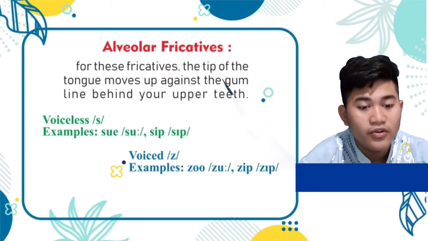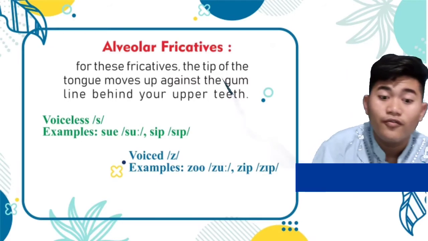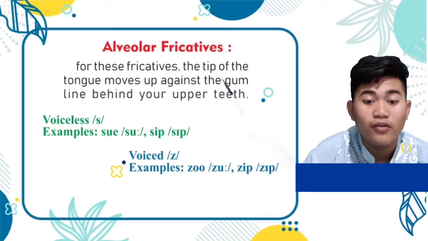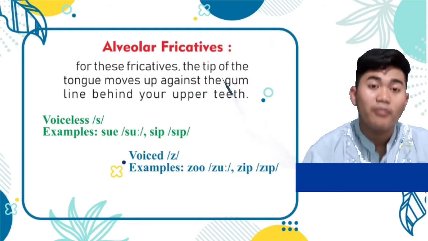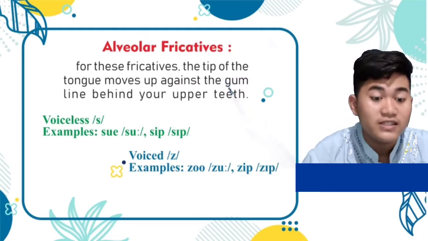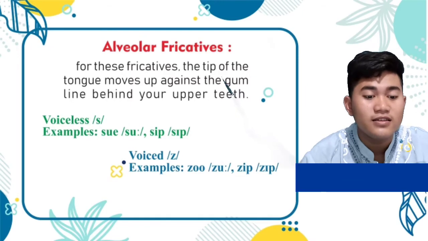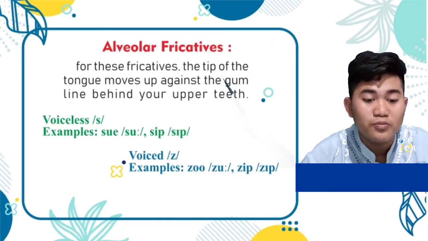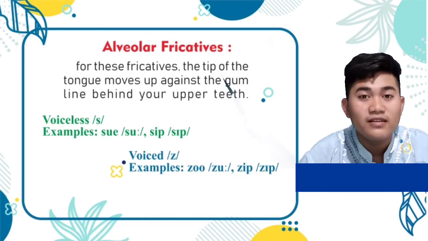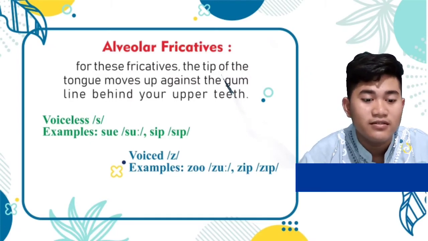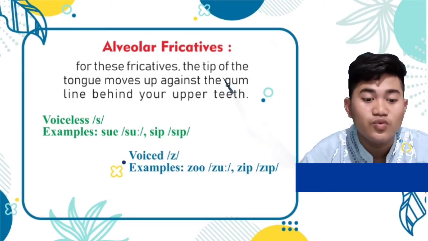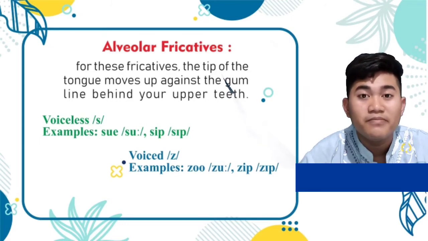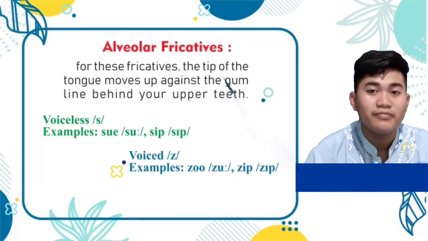Next, the alveolar fricatives. For these fricatives, the tip of the tongue moves up against the gum line behind your upper teeth. The voiceless s, as in sue, sip, snack. The voiced z, as in zoo, zip.